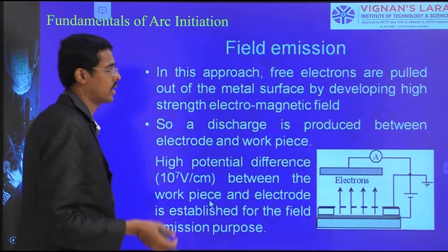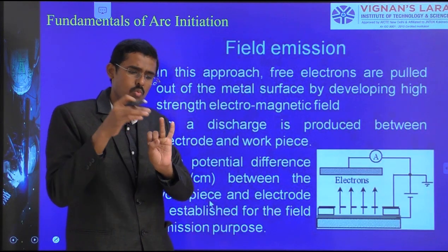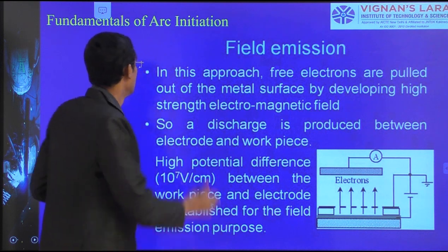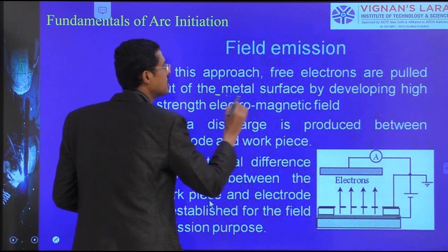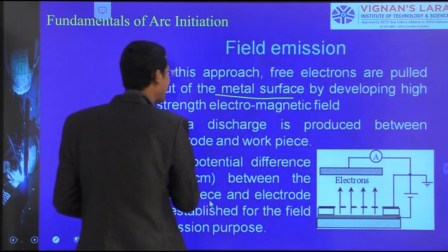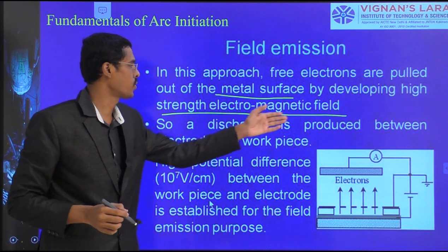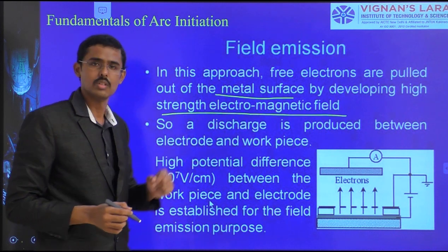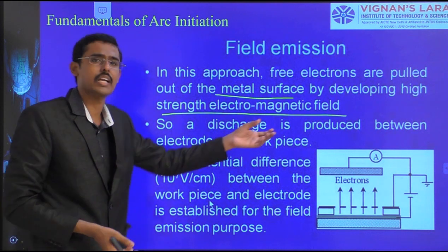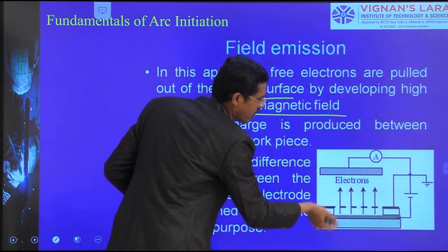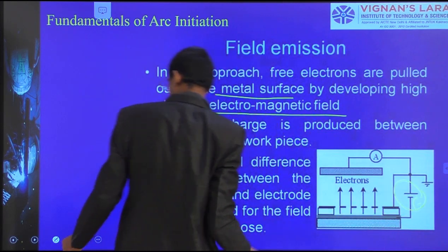Very simple. Okay. One more method is there. One we have seen is thermionic emission. One more is field emission. In this approach, the free electrons are pulled out of the metal surface by developing a high strength electromagnetic field. So the discharge is produced between the electrode and the workpiece. So what I am doing, an electromagnetic field is created between the positive and the negative.